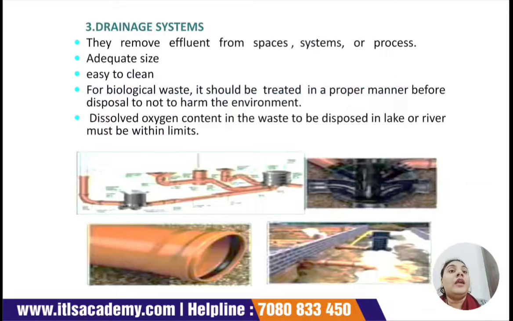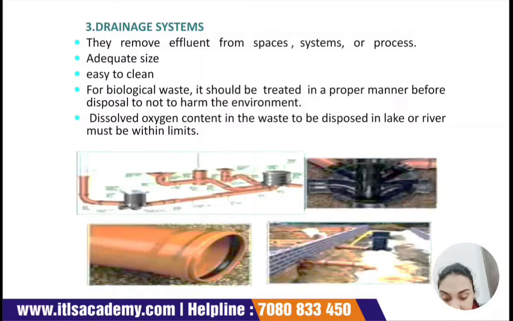Okay, now comes the drainage system. The drainage system is the third type of utilities service. Basically, the drainage system removes the effluent from spaces, systems or processes. They are of adequate size and easy to clean. Biological waste should be treated in a proper manner before disposal so as not to harm the environment. Dissolved oxygen content in the waste to be disposed in a lake or river must be within the limit.